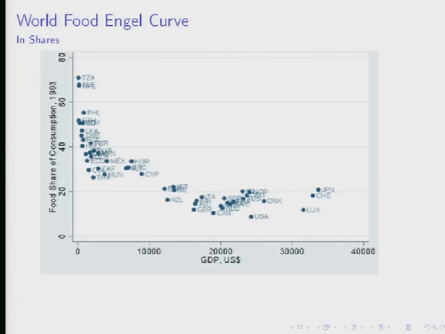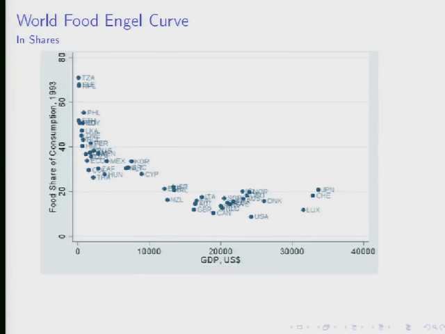Each one of these points has a three-letter abbreviation for the country next to it. The country with the highest per capita GDP in 1993 was Japan, edging out Switzerland by just a little bit. So per capita GDP of something like $34,000 in 1993. Japan did not have the lowest food share. That was actually the U.S. The U.S. has a food share of about 11% for the average U.S. household. That's pretty close to this.